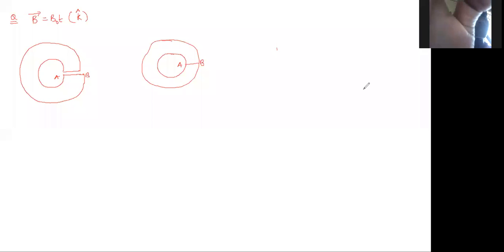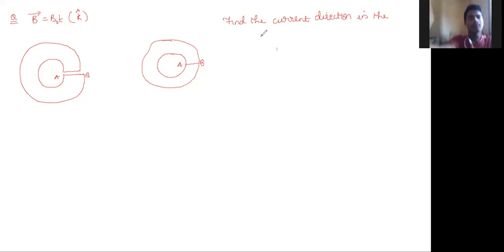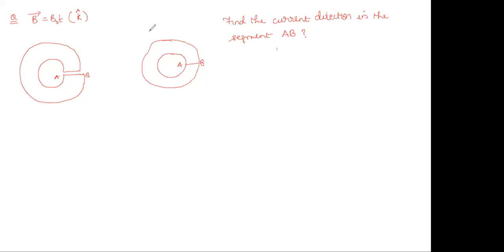I'll have you take the question. Find the current direction in the segment AB. Current direction in the segment AB. Is it A to B or B to A in both cases? Zero.